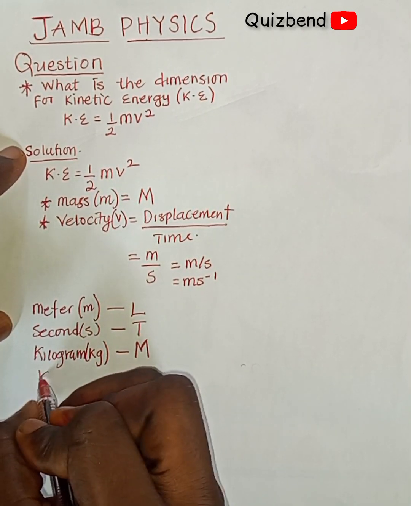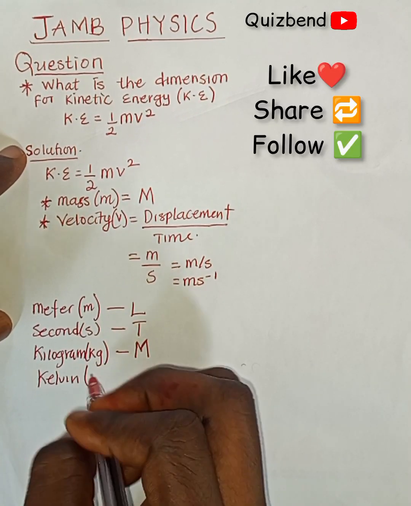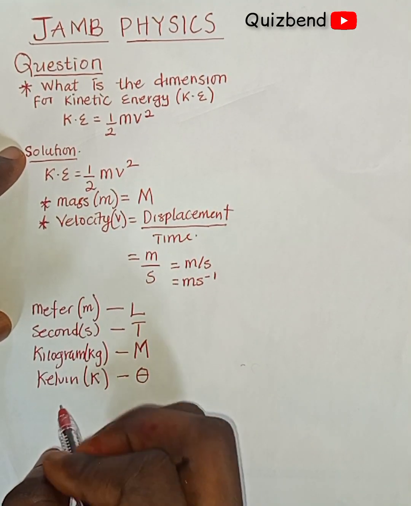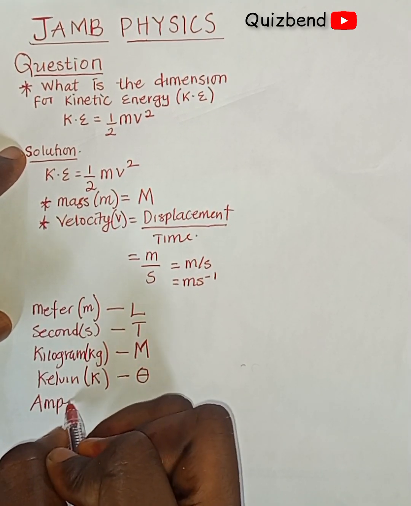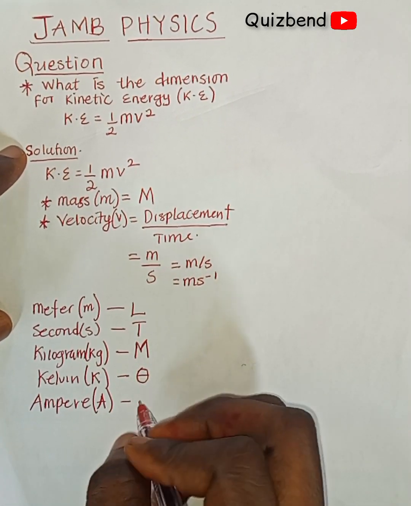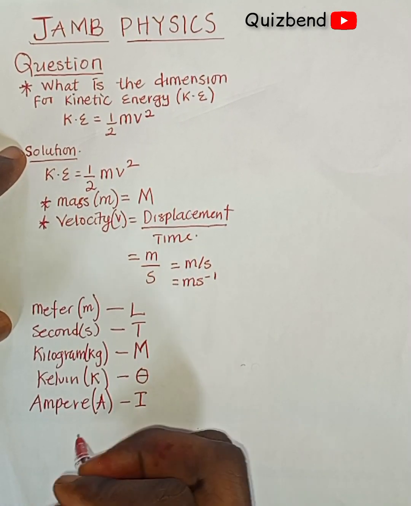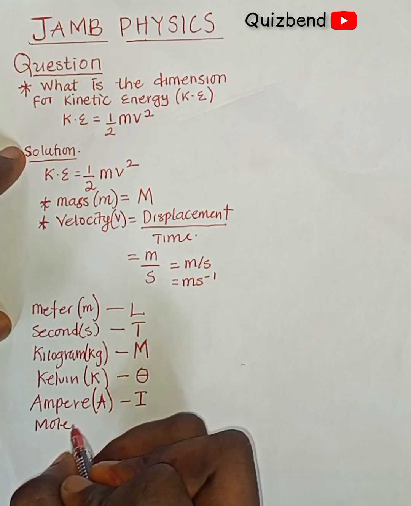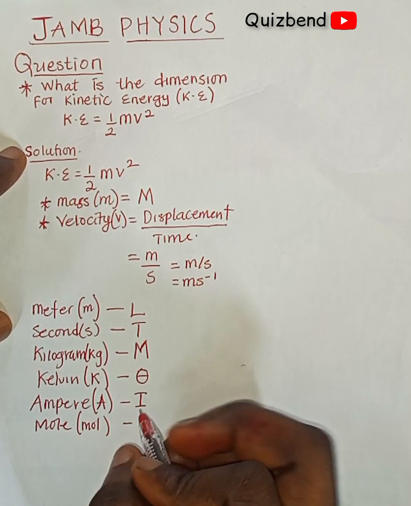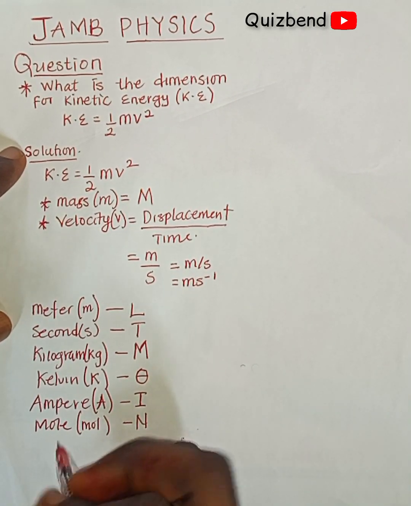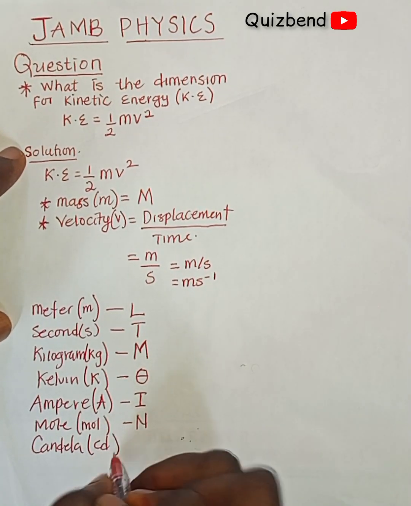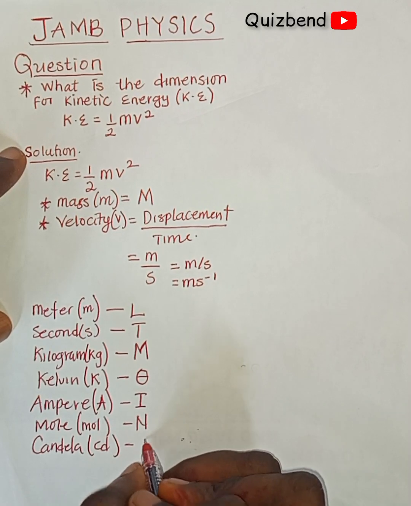For the unit Kelvin, which is represented as K, the dimension is theta. For the unit ampere, the symbol is A and the dimension is I, capital letter I. For the unit mole, the symbol is mol and the dimension is capital letter N. For the unit candela, the symbol is cd and the dimension is capital letter J.